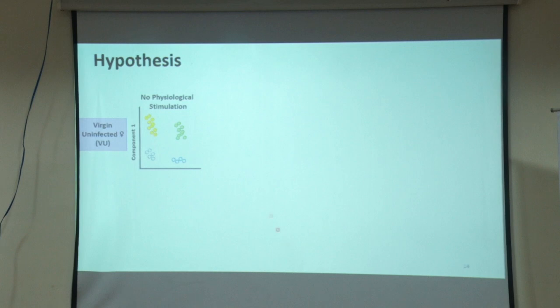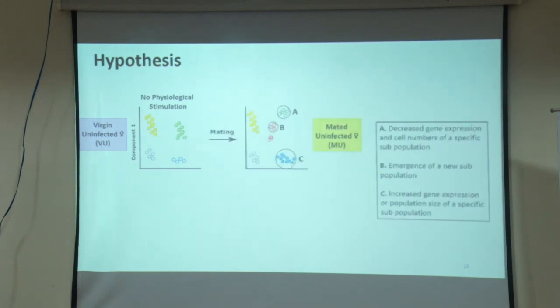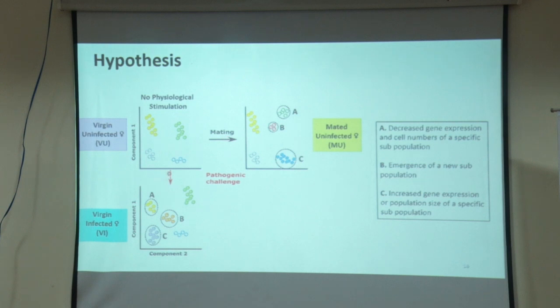So the hypothesis was such that, under basal conditions, we have a specific set of subpopulations. When the flies are mated, different subpopulations respond differently. Their gene expression can change, their cell numbers can change, or new cell populations may arise due to this change in physiology. On the other hand, upon infection, there are different subsets of cells which are affected. And when there is a dual stimulus, in the case of, let's say, mating and infection, these cell populations are then constrained. As a result, we see a negative correlation between reproduction and immunity.